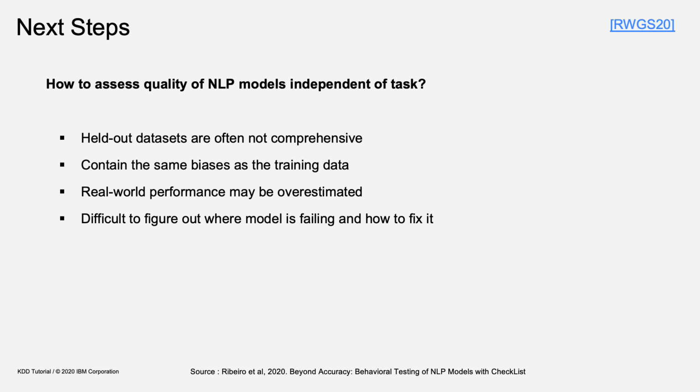This is the focus of the paper titled Beyond Accuracy, Behavioral Testing of NLP Models with Checklist by Ribeiro et al., which received the Best Paper Award at ACL this year. The authors specifically highlight the issues with the model generalization, such as held out datasets that are often not comprehensive. They contain the same biases as the training data. Real world performance may be overestimated, and it is difficult to figure out where the model is failing and how to fix it.